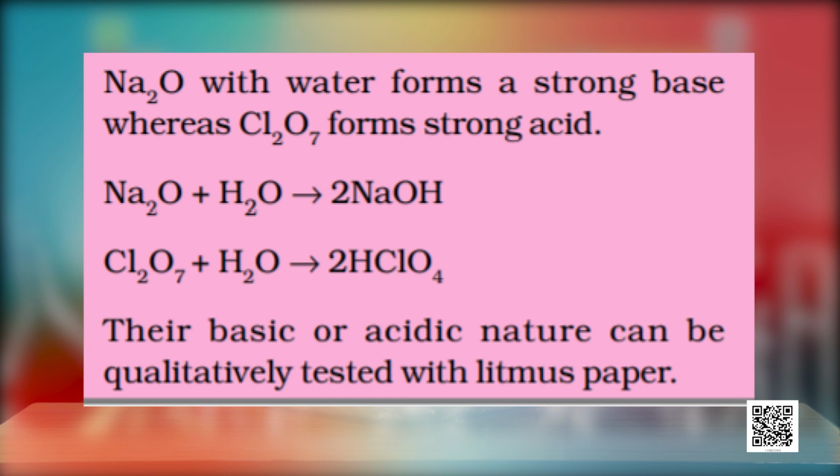We can confirm basic and acidic nature by using litmus test. Sodium oxide will change color of red litmus paper to blue, indicating its basic nature, and perchloric acid will change color of blue litmus paper to red, indicating its acidic nature. Thus, from the discussion till now, we conclude that electron gain enthalpies in general become more negative across a period and less negative down a group. Electronegativity increases from left to right in a period while decreases down the group like ionization enthalpy.